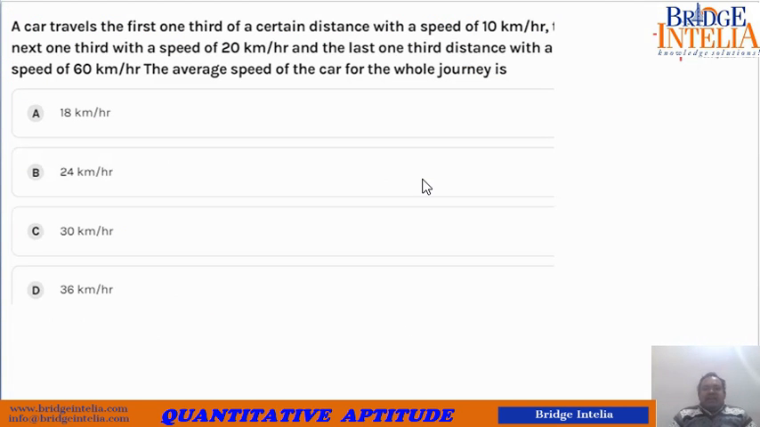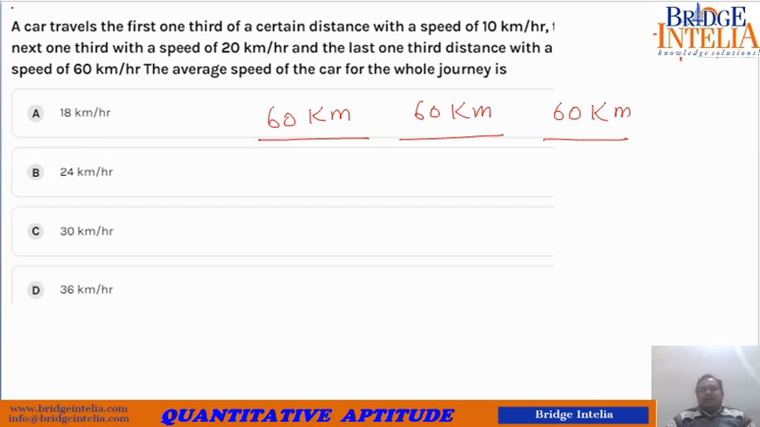A car travels the first 1/3 of a certain distance with a speed of 10 kilometers per hour, the next 1/3 with a speed of 20 kilometers per hour, and the last 1/3 with a speed of 60 kilometers per hour. The average speed of the car for the whole journey is equal to what? So choose some convenient figure as distance. Since the speeds are 10, 20 and 60, choose the LCM, which is 60. For 1/3, 1/3, 1/3, choose the total distance as 180 kilometers: 60 kilometers, 60 kilometers and 60 kilometers.